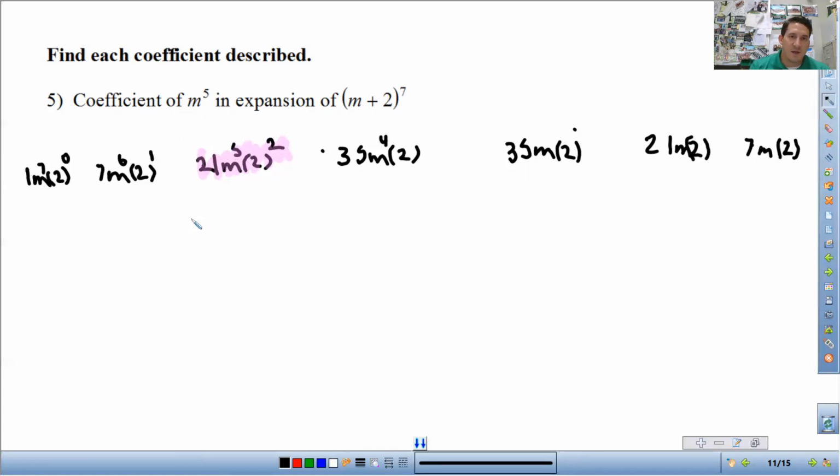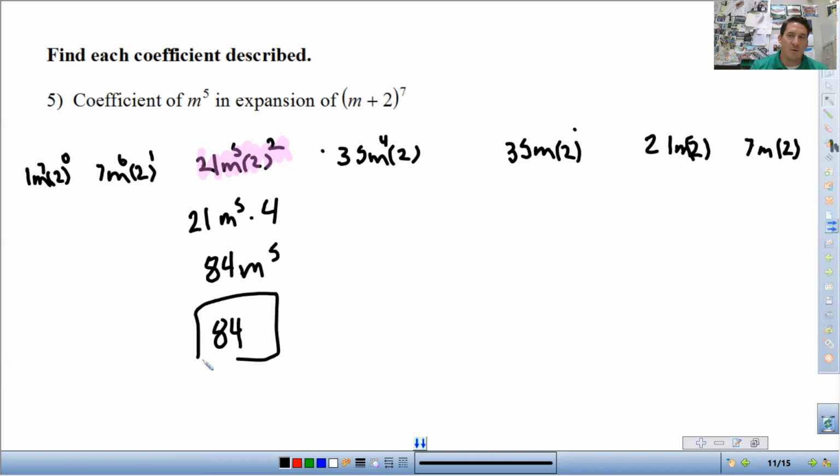So that's going to be 21 times m to the 5th, and 2 squared is 4. So 21 times 4 is 84. So the coefficient on m to the 5th is 84. That's all it's looking for.